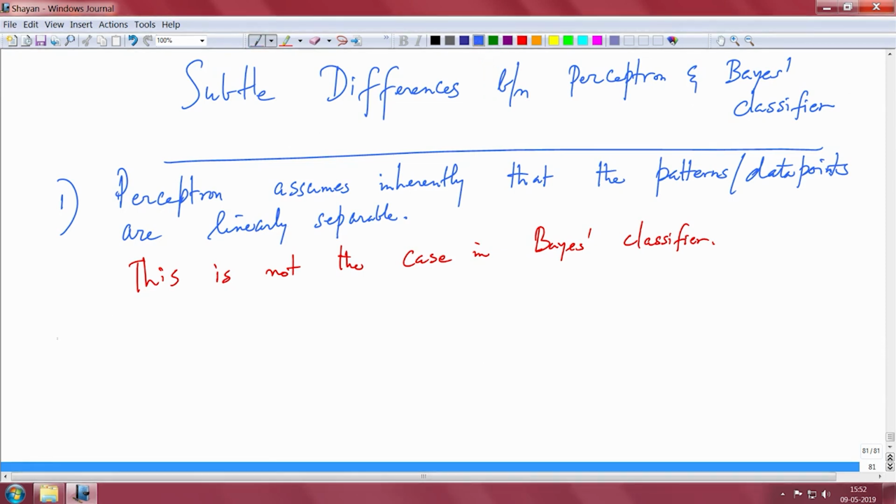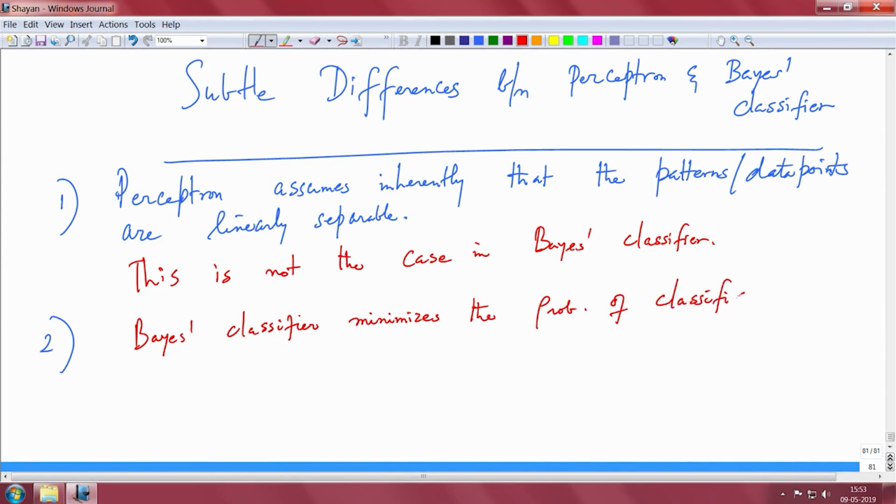The other subtle difference is, I will write this in red, the Bayes classifier minimizes in some sense the probability of classification error. And in the case of the perceptron it is not the case, because anyway you assume the classes are separable, so this does not apply.